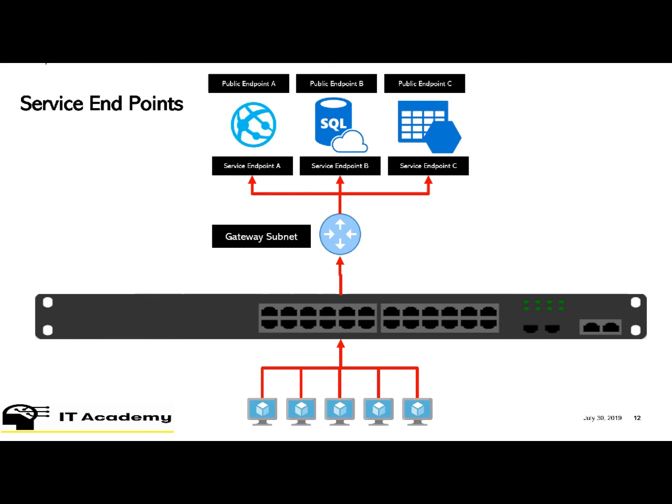What that means is that these virtual machines down here will have an IP address from that virtual network, but these services over here, their service endpoints, won't have an IP address that comes from that virtual network. They'll have an IP address that comes from Microsoft's Edge network. All we've defined is a route from this virtual network to each of those endpoints.